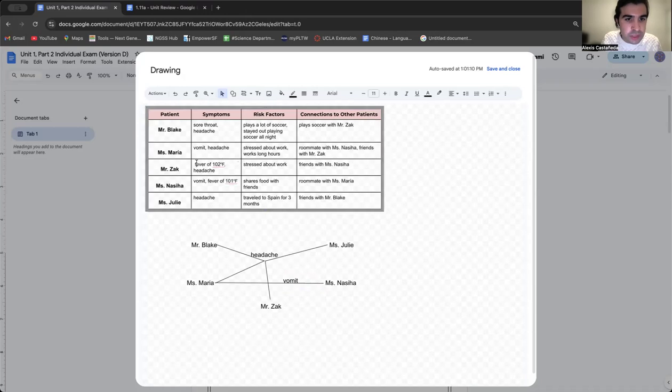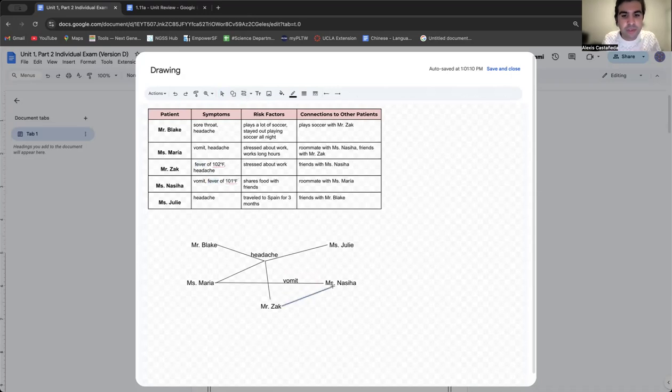Anything else? So let's say Mr. Zach has a fever and Miss Masiha has a fever. Both of them have a fever. So I'm going to put a connection between Mr. Zach and Miss Masiha and put a fever. Okay. So now let's look at the connections between them.